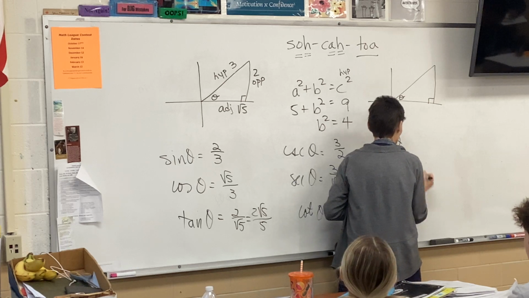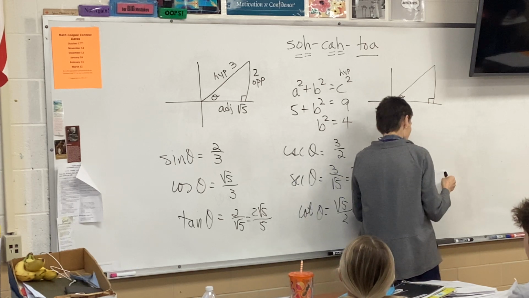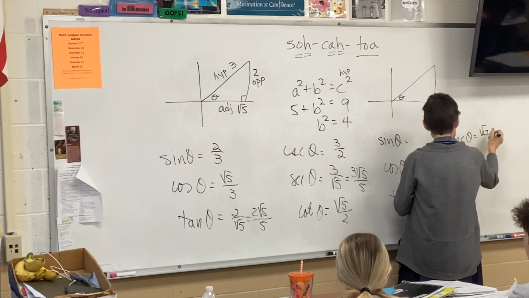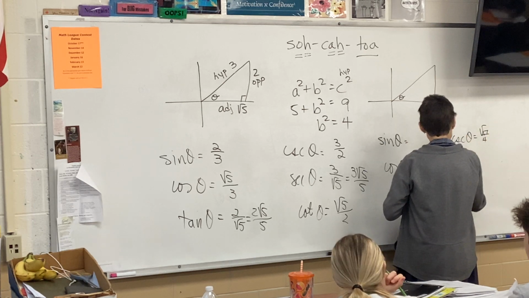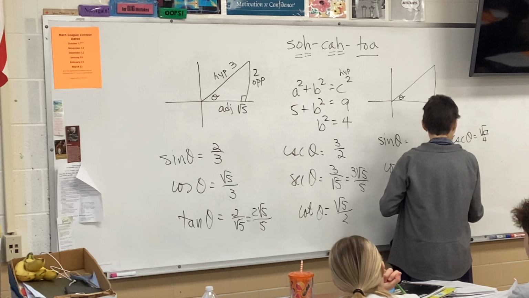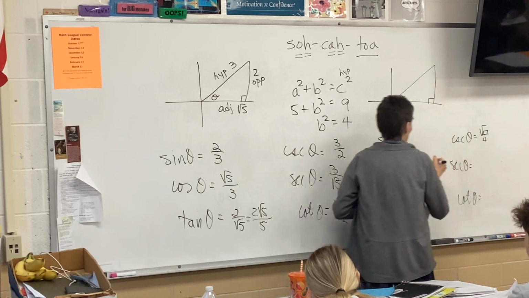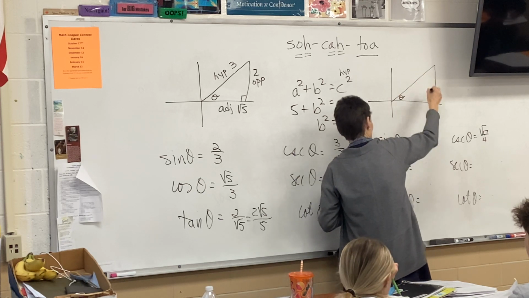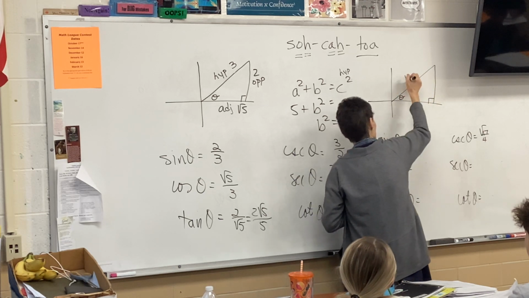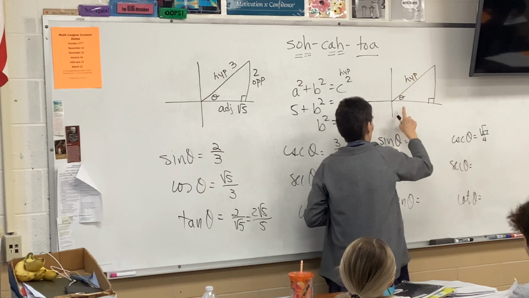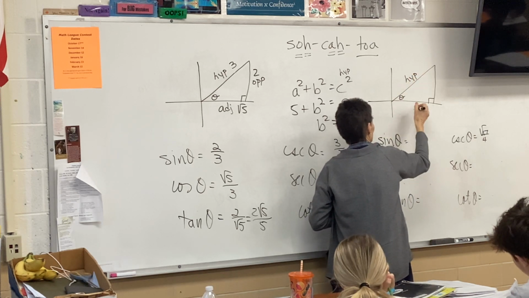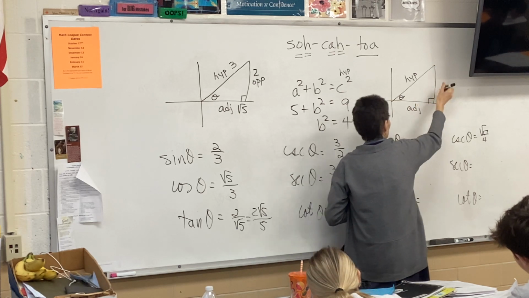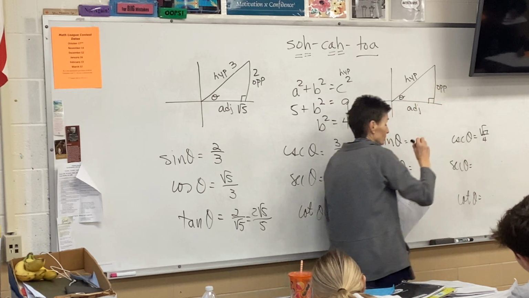And what do I know? They're going to tell me something. They tell me that the cosecant is root 17 over 4. So, let's label the sides of our triangle. I know this is hypotenuse. What's this right here? That's adjacent. And this is opposite.